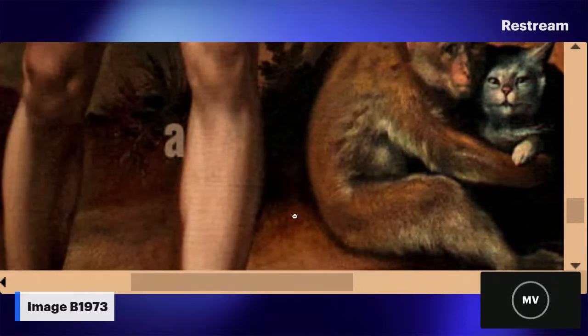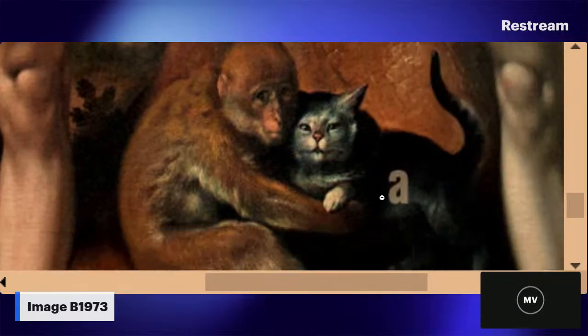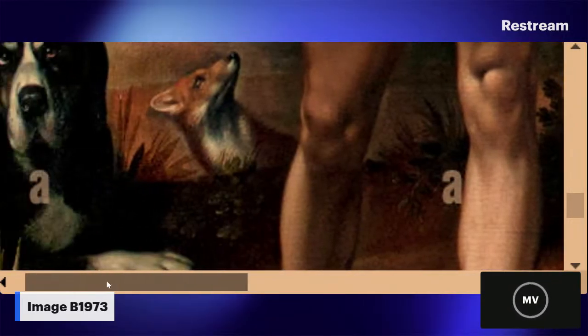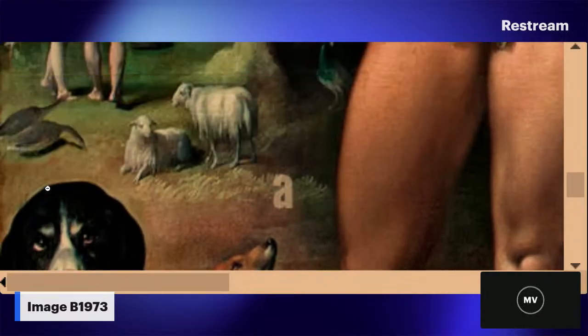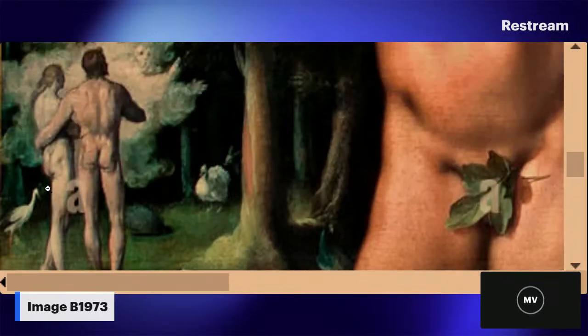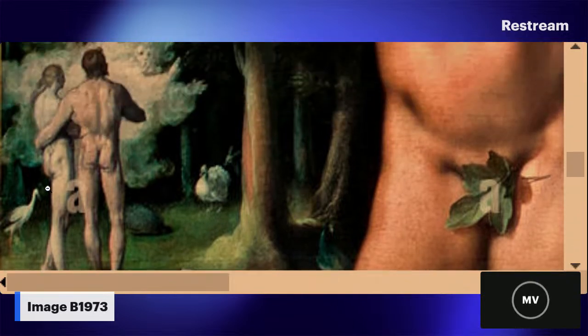See, this guy's a nice. Oh, there's a monkey and a cat. There's your monkey. See, we just had to look. There's the monkey. There's the cat monkey. Let's see what's going on over here. There's a wolf and a dog, sheep and geese, and naked bums. And they're going off into the woods, and she's still pale gray, and he's still pink.